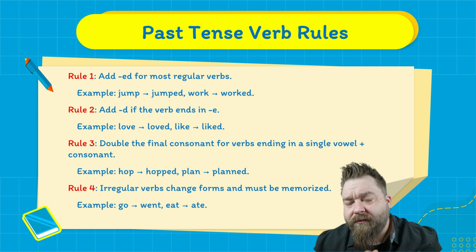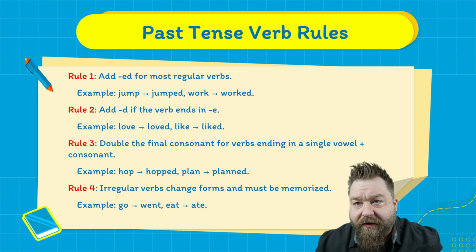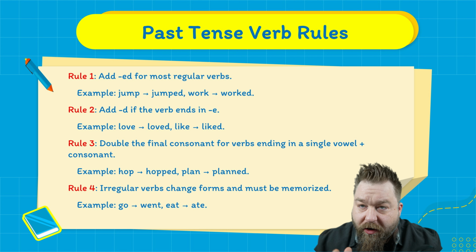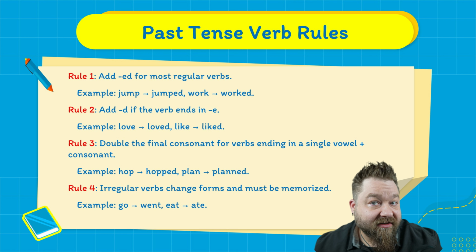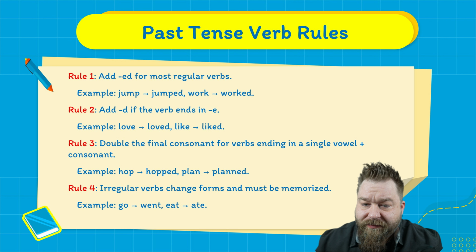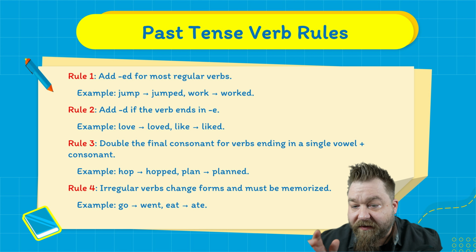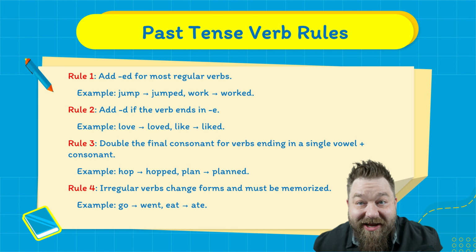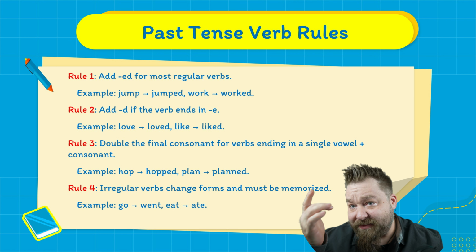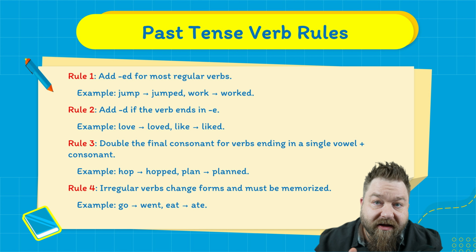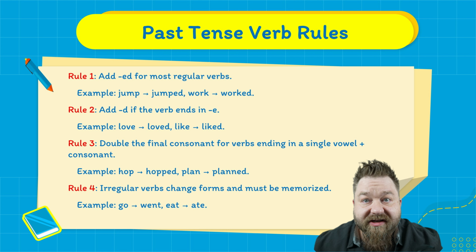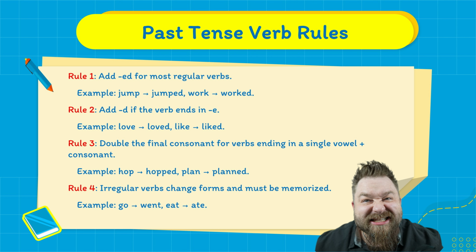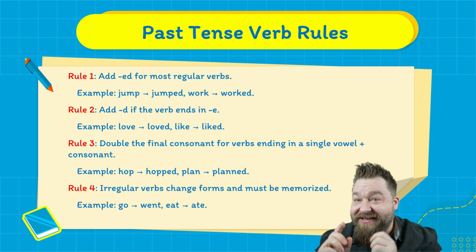Rule number 1. We add ed for most regular verbs. Pretty simple, right? Jump becomes jumped. Work becomes worked. Rule number 2. We add d if the verb ends in e. Oh, okay, so it's still ed, right? It's not like it's a crazy new rule. It's just add the d. We make it into ed. So love ends with an e, becomes loved. And like becomes liked. You hear those differences, d and t?